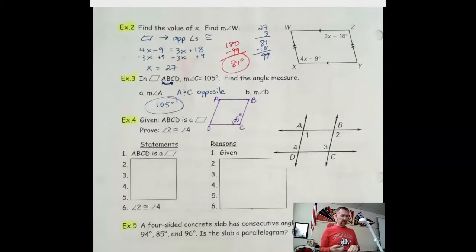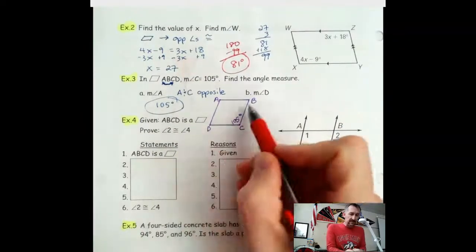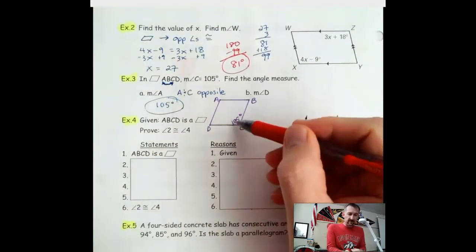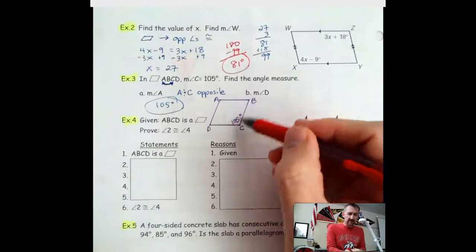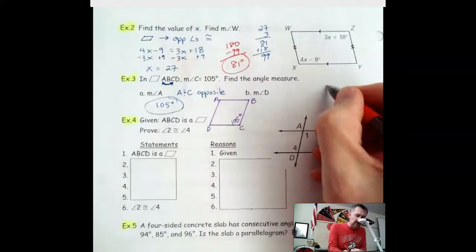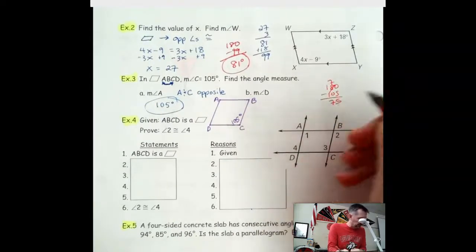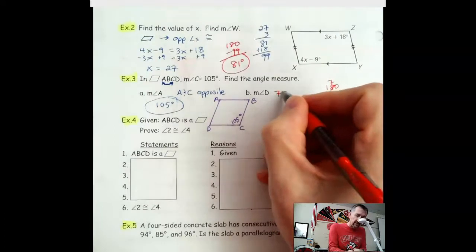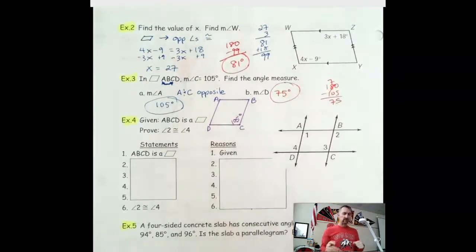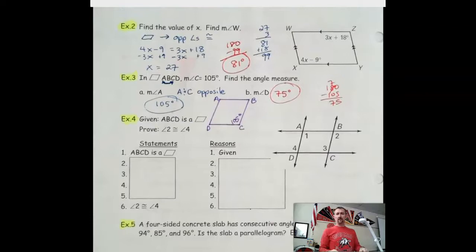Now D and B are both opposite, and so these are consecutive, parallel lines, transversal. That means they're supplementary. So if we take 180 minus 105 and borrow off of there, we should get 75 degrees. All right.